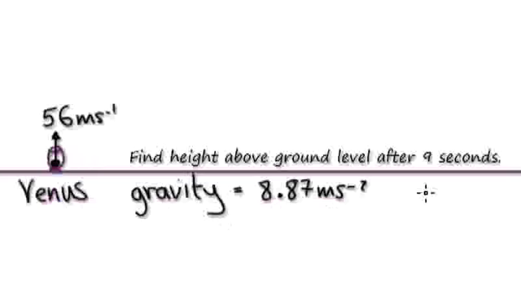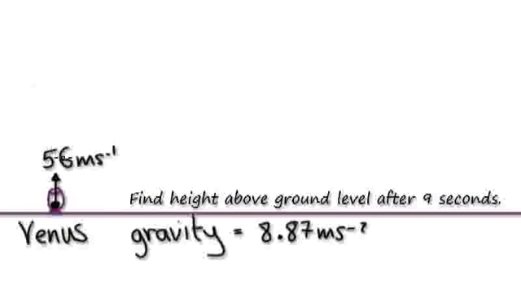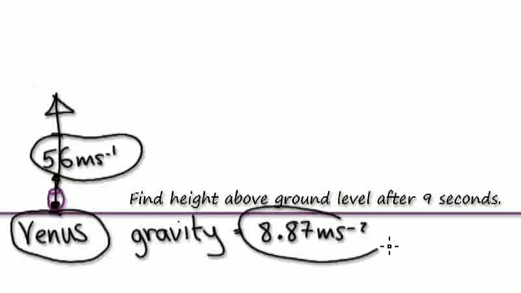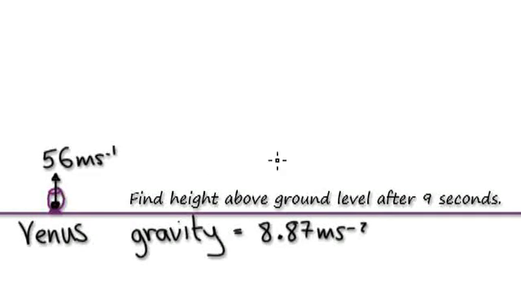Okay, now it's your turn to have a go. We're going to shoot a cannonball at 56 meters per second upwards here. We're on planet Venus. The gravity on Venus is 8.87 meters per second squared. Find out the height above ground level of the cannonball after 9 seconds. So when you shoot the cannonball, it will come to a stop and then it will free fall downwards.